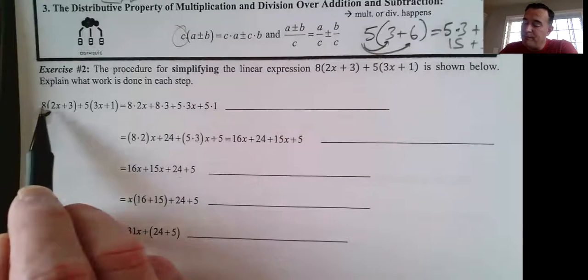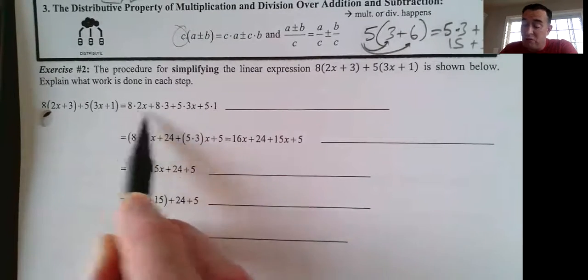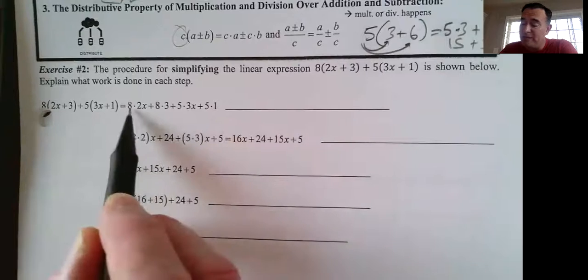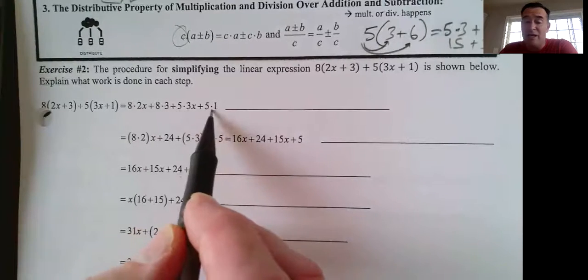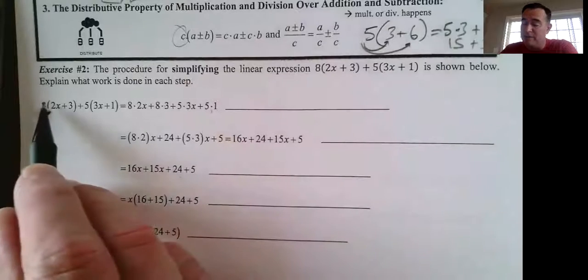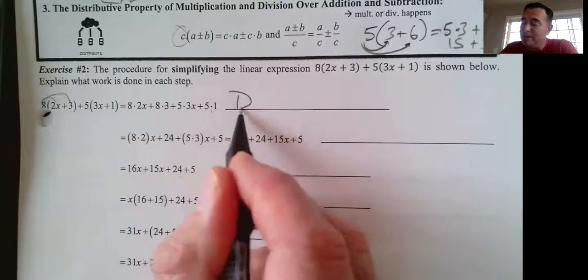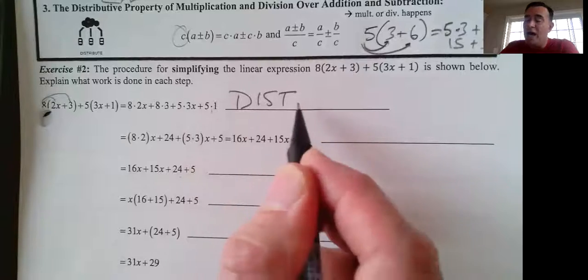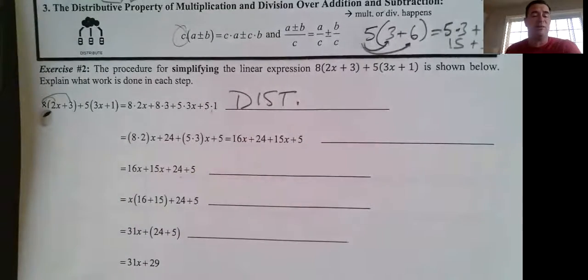So if I look here, I've got numbers outside of parentheses. And then when I'm done, I don't have any parentheses anymore. That 8 has been paired with these two things. That 5 has been paired with these two things. Now, when we have something outside of parentheses and it goes to two things, this is the distributive property. Now, I'm going to stop there because I'm recording this for time, but that's a place to think about what we can do.